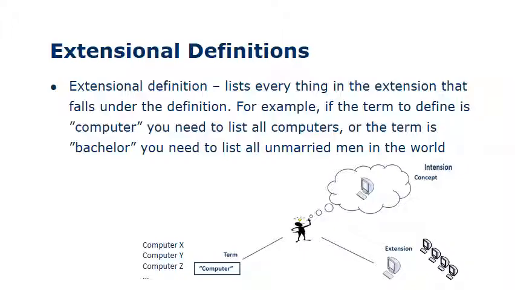An extensional definition, on the other hand, lists the things in the extension that fall under the definition. For example, if the term to define is computer, you need to list all the computers. Or if the term is bachelor, you need to list all the unmarried men in the world.